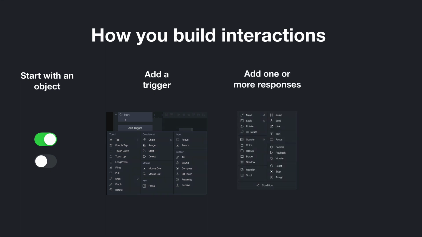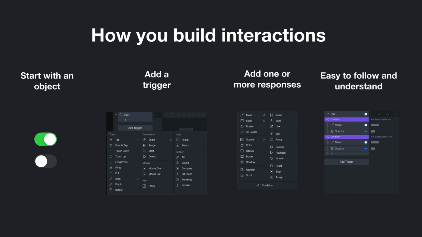Once you've added your trigger, you're going to have access to the responses that you can select. And you can add more than one response, so you can stack all of your responses together, working together, and you can organize when they happen through duration and delay and things like that. And here in this interface snippet you can see how those triggers and responses stack together. So this is how you build an interaction.